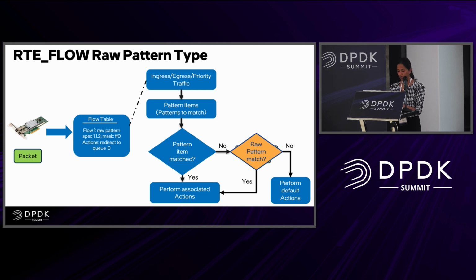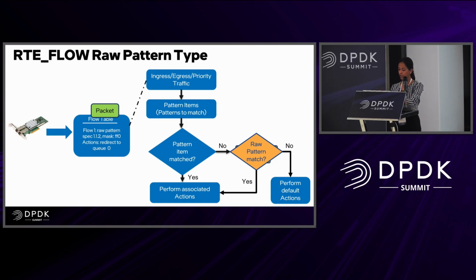So how does the flow look now? Now the pattern arrives. If you see the difference from the previous slides to here, the only thing is that the raw pattern is used instead of the pattern. And in the raw pattern, there are two things we mainly consider: the spec and the mask. The spec is the value to match, and the mask are the offsets or the value on which the user wants to do the hashing.